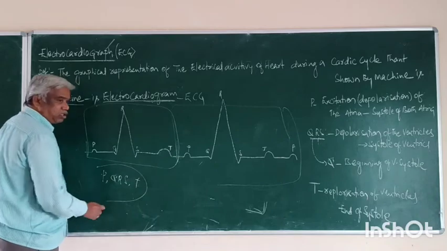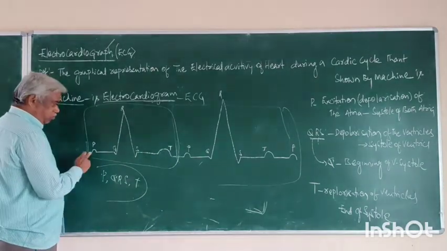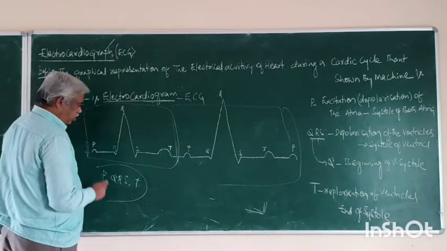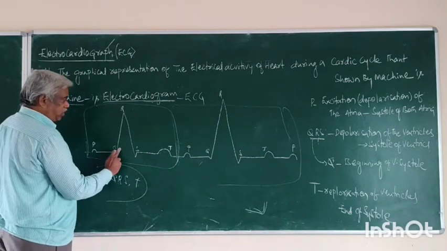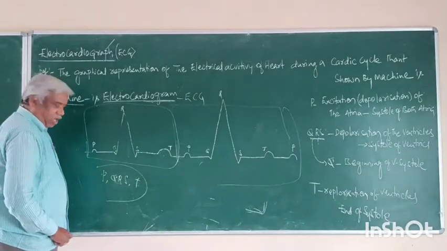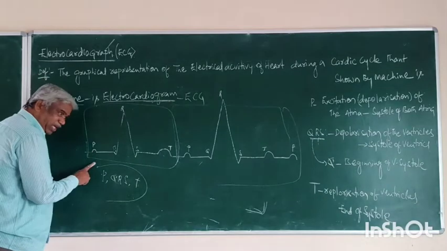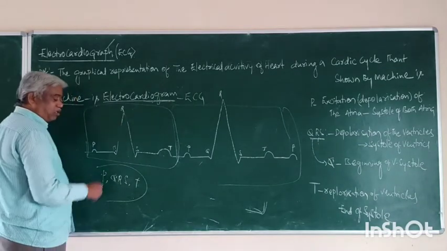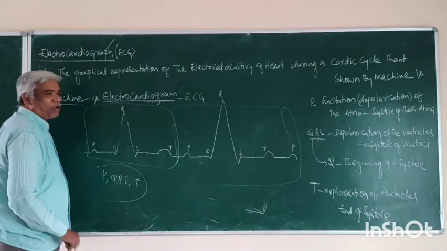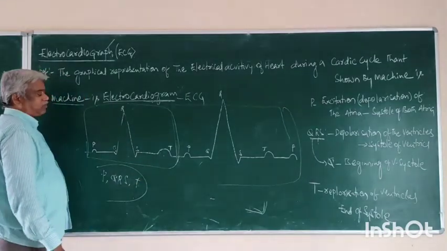These are the peaks. P is a peak, Q, R, S is a peak, and T. R is the largest peak, and there are two other small peaks. Q, R, S is another peak, and T is the other. Now this is the whole order that belongs to one cardiac cycle.